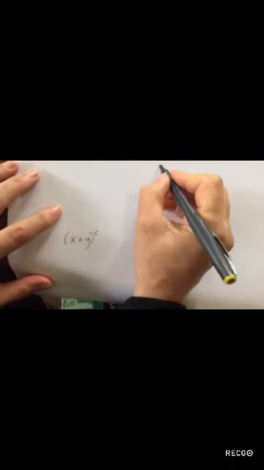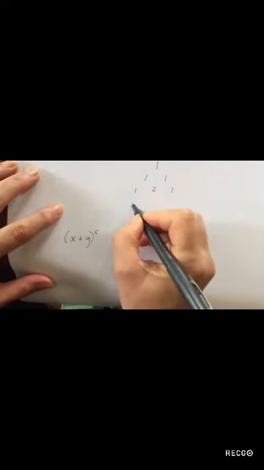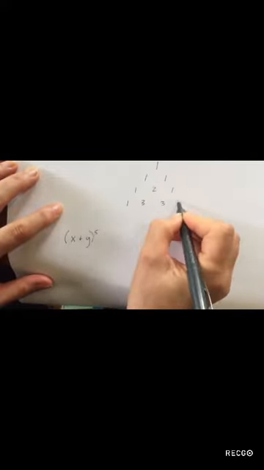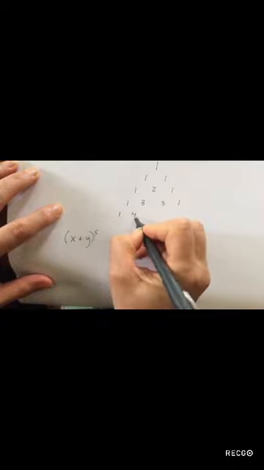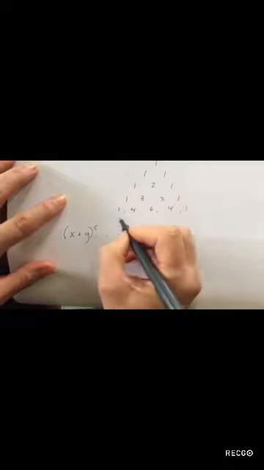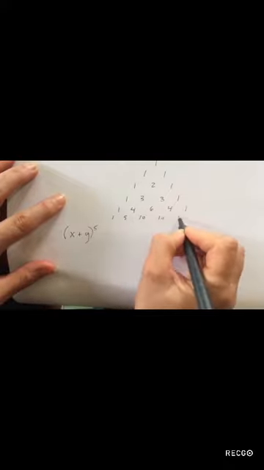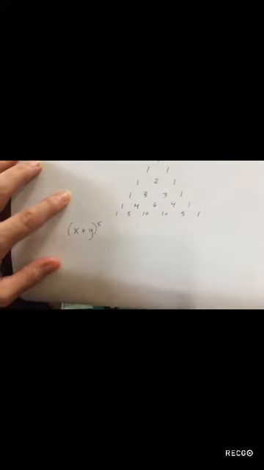The triangle is going to be 1; 1, 1; 1, 2, 1; 1, 3, 3, 1; 1, 4, 6, 4, 1; and then the last one you're going to get is 1, 5, 10, 10, 5, 1. So that last row of 1, 5, 10, 10, 5, 1 are going to be the coefficients that you're going to use in expanding x plus y to the fifth.